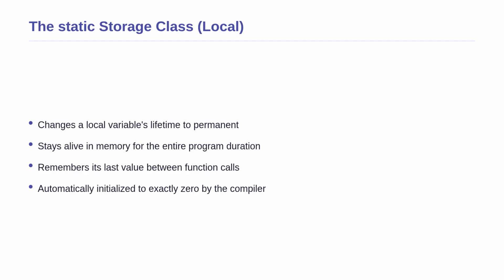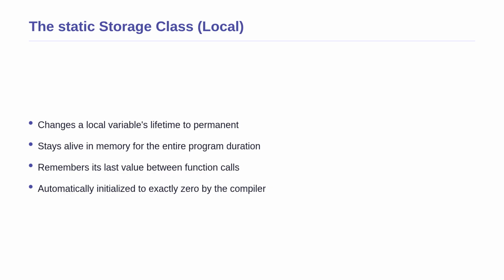Now that we have covered the temporary storage classes, let us look at the static keyword, which is incredibly powerful. When you use static on a local variable inside a function, it changes the variable's lifetime from temporary to permanent. Instead of being destroyed when the function ends, a static local variable stays alive in memory for the entire duration of the program. The next time you call that function, the variable remembers its last value instead of starting over.